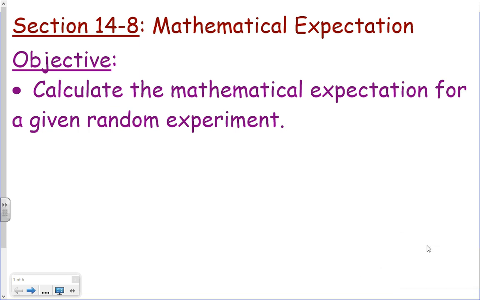All right, open up your book to section 14-8. We're on page 740 in your book. And the title of this section is Mathematical Expectation. The objective here is to calculate the mathematical expectation for a given random experiment.